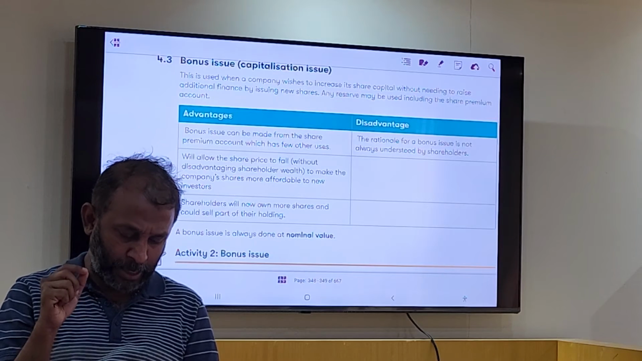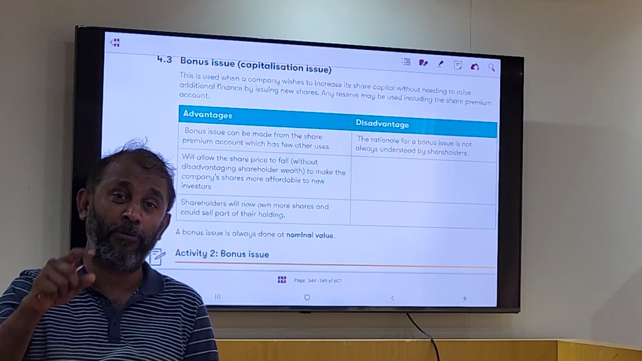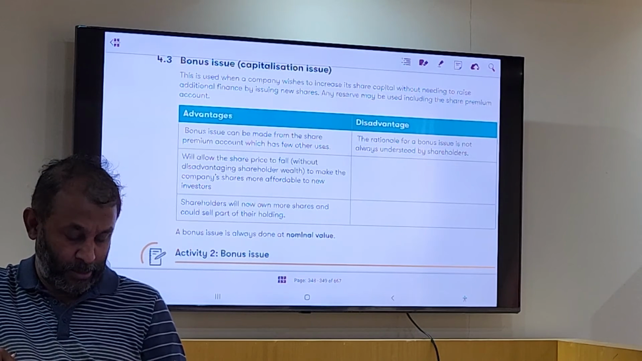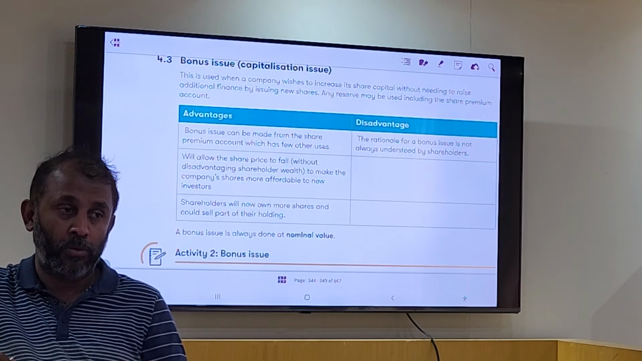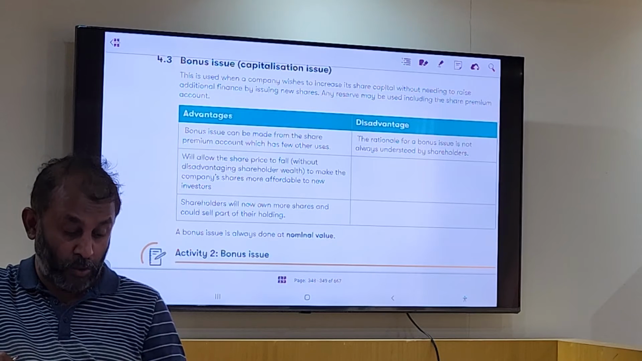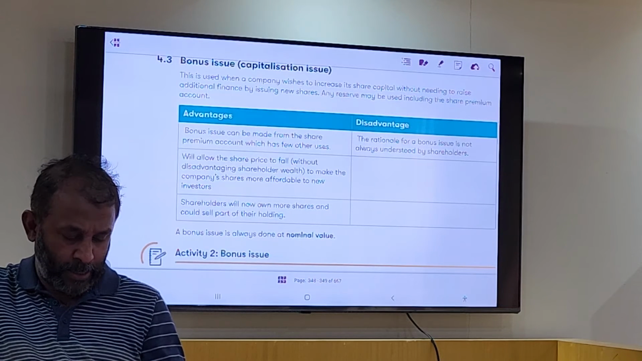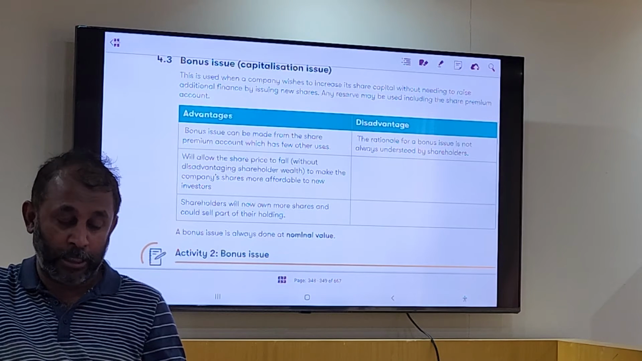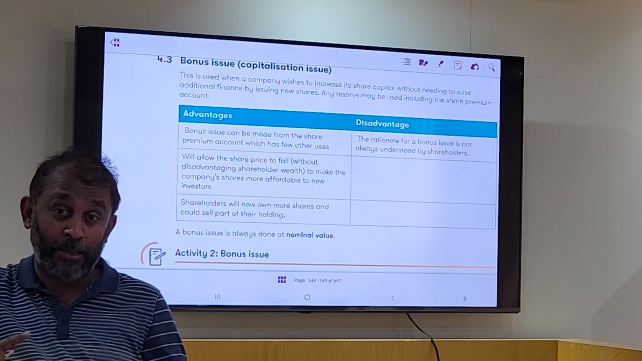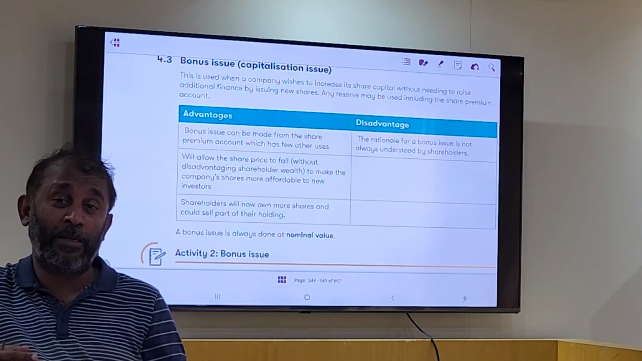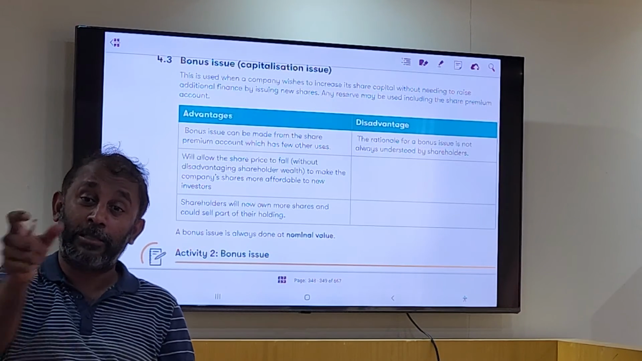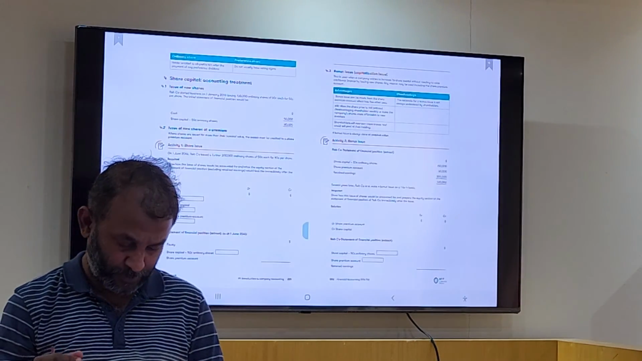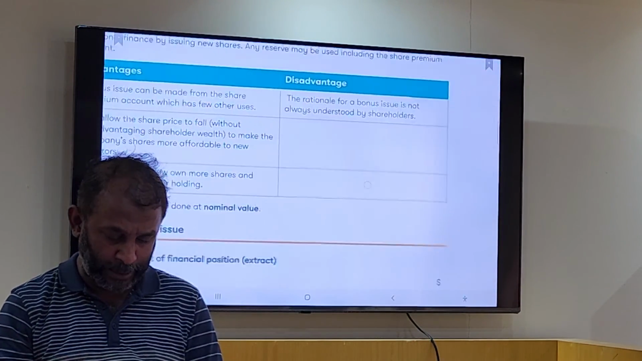It makes the company's shares more affordable to new investors, so new investors can come in easily. Shareholders will now own more shares and could sell part of their holding. See, before the number of shares was 100, now the number of shares is 250. So even if they sell 125, that means still 125 is in their hands. Clear? What is the disadvantage?